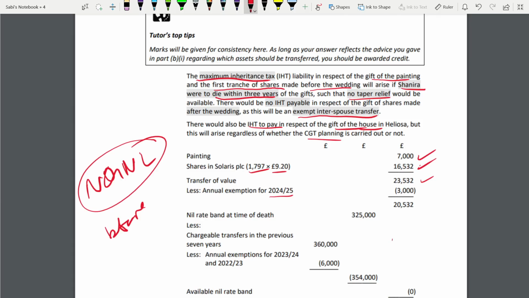Why not 23-24? Because on this date we have given a house, and we assume the house has used that annual exempt amount. So we can't bring forward the previous year 3,000. That's it. Now nil rate band 325.